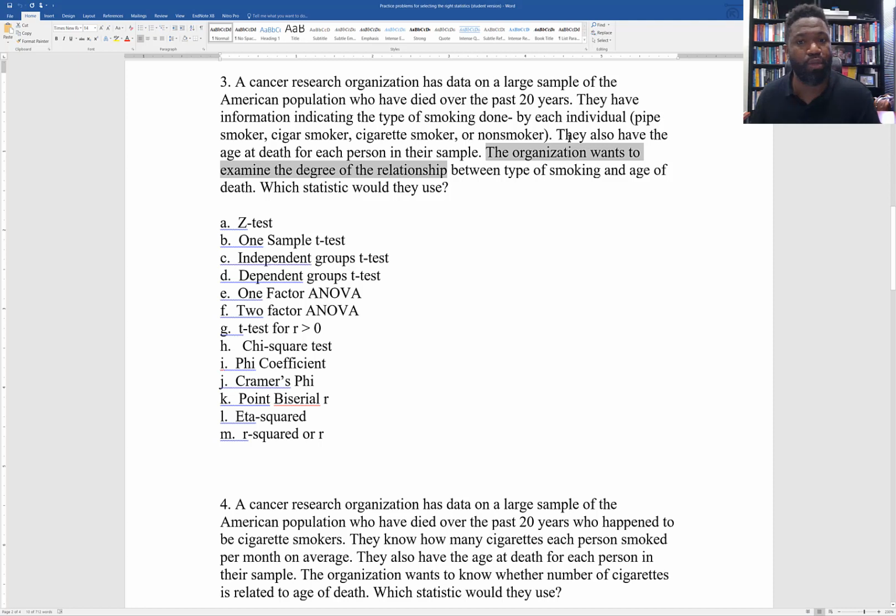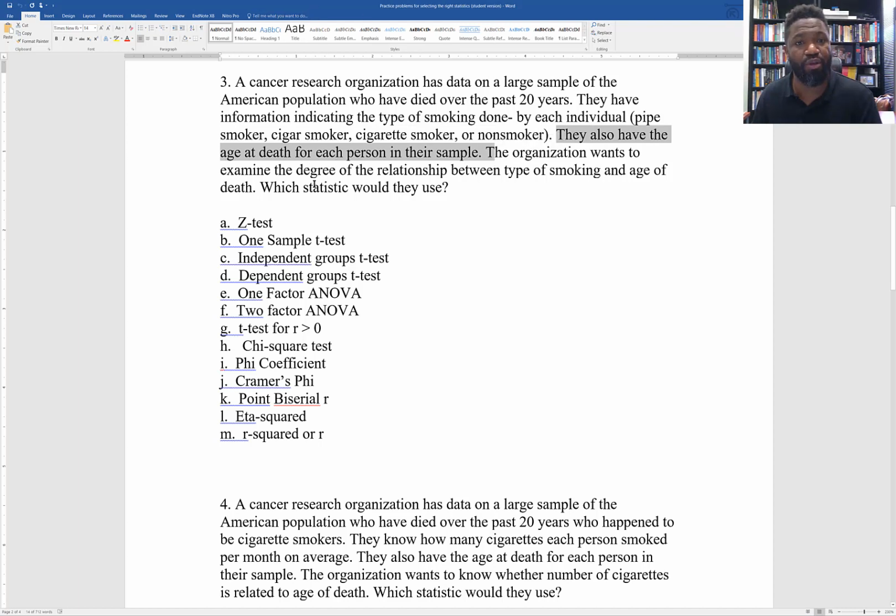Now we have to figure out, well, okay, that's great. What do we need it to actually be? Which square do we need to look into? Well, we know that we have a categorical independent variable, right? The people in our study differed based on the type of smoker they were, okay? So we have pipe smoker, cigar smoker, cigarette smoker, and non-smoker. So there's 4 groups. Therefore, this is categorical. So our independent variable is going to be categorical. Our dependent variable is going to be age of death. And so age very clearly is continuous.